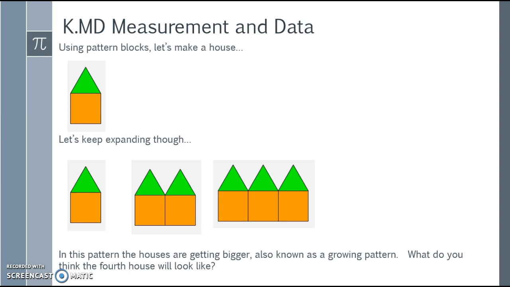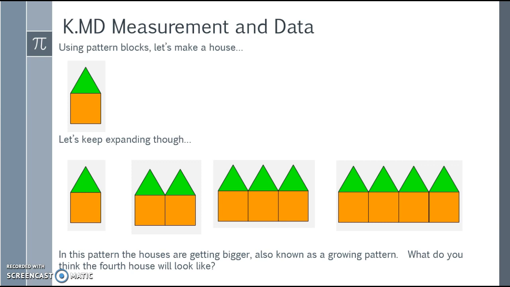What do you think the 4th house will look like? Go ahead and draw a sketch of it, what you think it'll look like. Pause the video, draw a sketch, and come back. Were you correct that you would have 4 squares and 4 triangles? You can make an infinite number of different growing patterns as well. They can get really fun using your imagination.